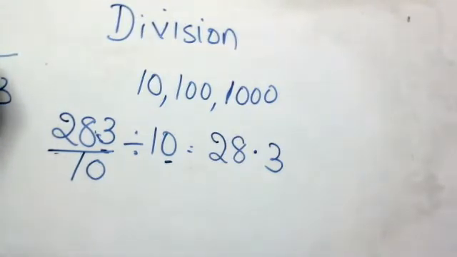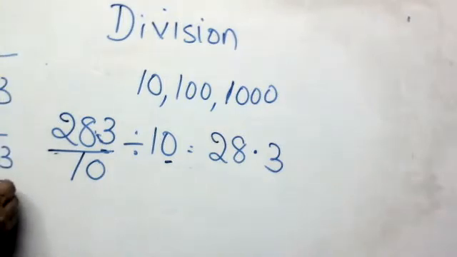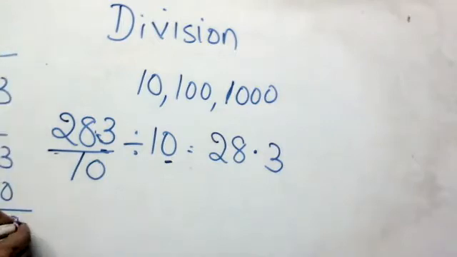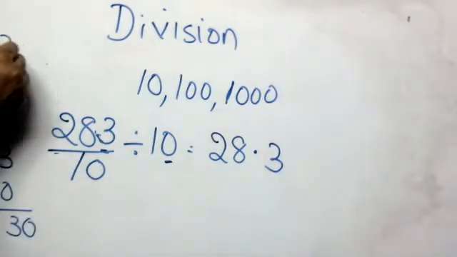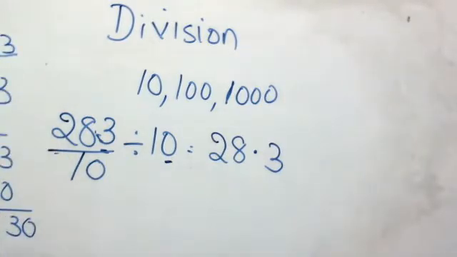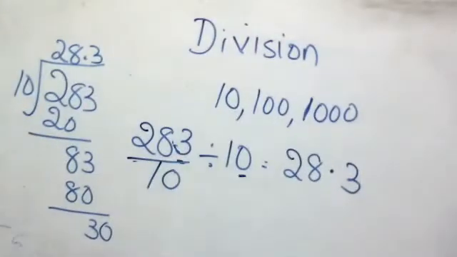10 2s are 20. 83. 10 8s are 80. Now 3 is there. Then you put a decimal point and take a 0. 10 3s are 30. Understood? Understood how, when we do the long method, how we are going to get the answer?